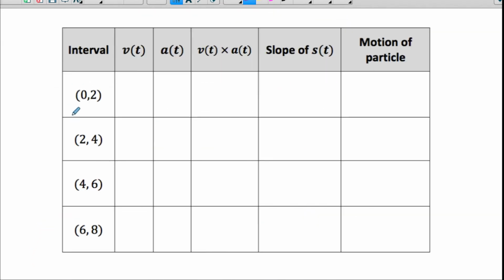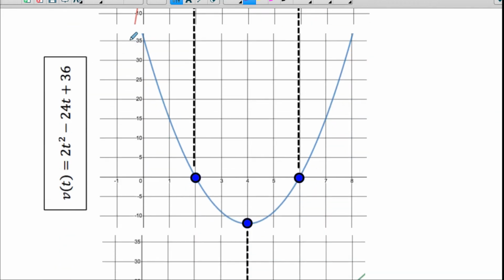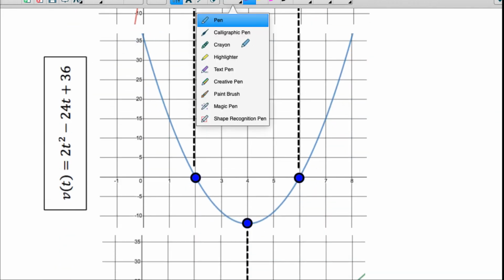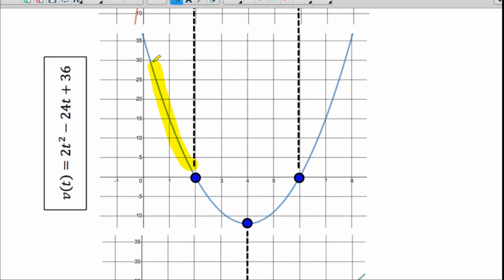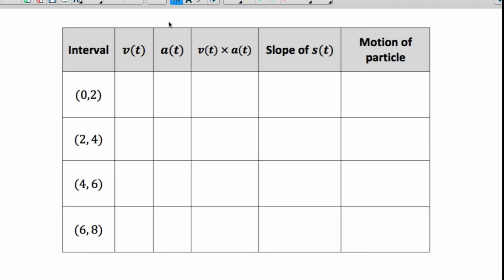Okay, let's use those graphs to fill in this chart. Now I'm just writing the sign of the velocity and the acceleration function in each interval. So between 0 and 2, the velocity function, I'm looking in this section here, between 0 and 2, the velocity function is positive. And why is that? It's because the original function is increasing. So between 0 and 2, the velocity is positive.